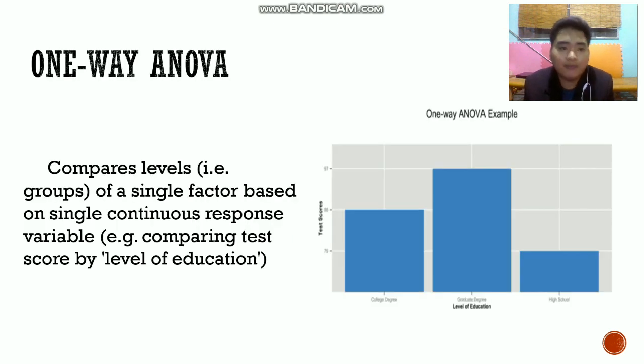Now, I will discuss the two main types of ANOVA. First type, we have the one-way ANOVA. It compares levels or groups of a single factor based on a single continuous response variable, or comparing test score by level of education. Here in our illustration, it simply describes our definition of one-way ANOVA. We have one variable, the level of education, describing one dependent variable, test scores. We have the college degree, graduate degree, and high school degree. It simply describes that the highest test score is the graduate degree, the second is the college degree, and the least score is the high school degree.